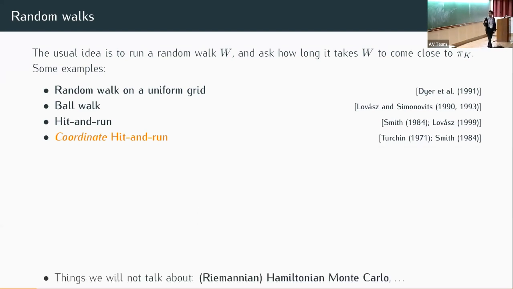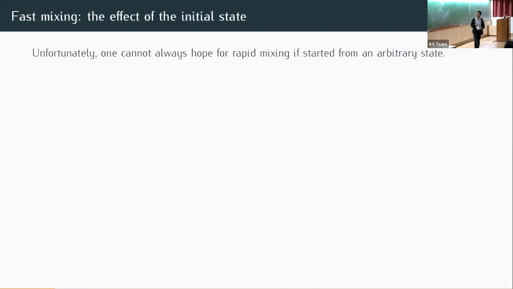And there are many other walks that we'll not talk about. So you should always talk about things that we'll not talk about. One of them is Hamiltonian Monte Carlo and its derivatives. So we want to prove fast mixing, and for what? Unfortunately, we cannot always hope for rapid mixing. So I'll take a short detour.